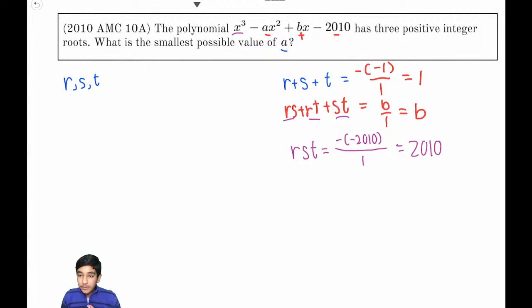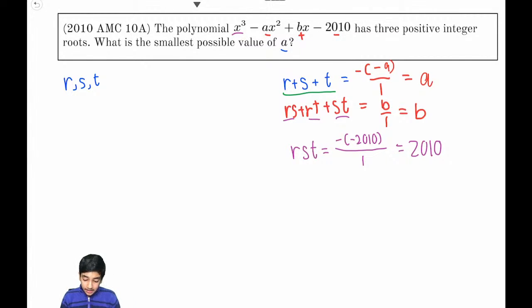So now we have these three equations. What can we do, really? We want to find the smallest possible value of a. Oh, whoops, I accidentally wrote 1 here. I meant to write negative a over 1. Sorry about that. It's going to be a. So a is the sum of the roots. r plus s plus t is a. I accidentally wrote 1 because I was reading there, but it should be a, b, and 2010. So you want to minimize a, the sum of the roots.